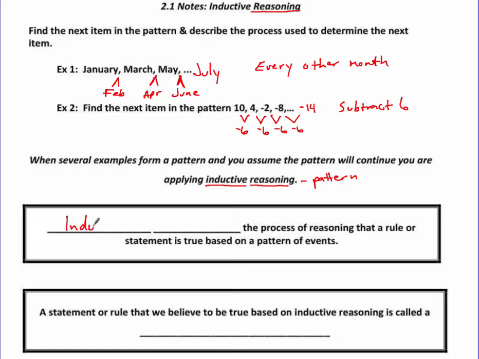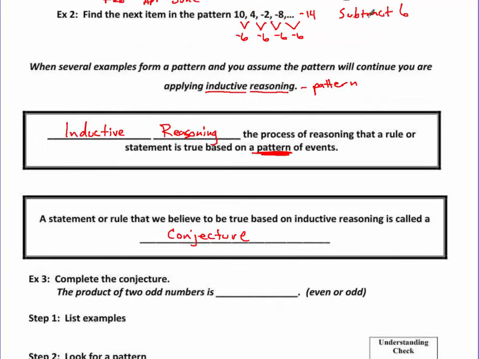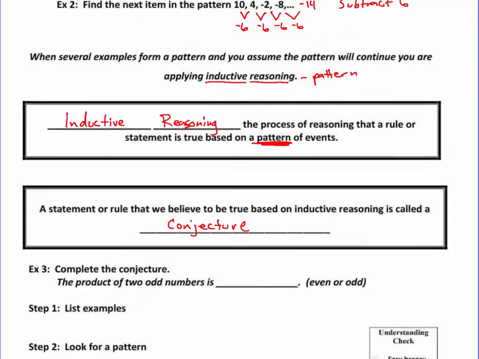So your formal definition, which you're responsible for knowing, inductive reasoning is the process of reasoning that a rule or a statement is true based on a pattern. That's the key to inductive reasoning. It's based on patterns. And when we have a statement or a rule that we believe to be true based on inductive reasoning, that is called a conjecture. So back up at the top, when we said that we subtract 6, or that it's every other month, that was our conjecture.